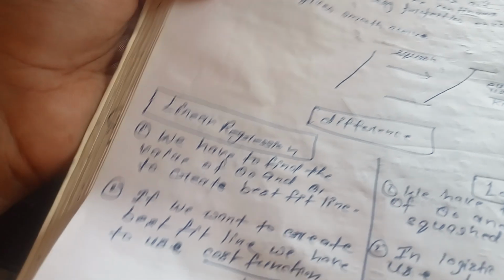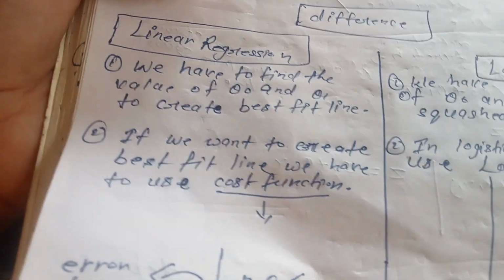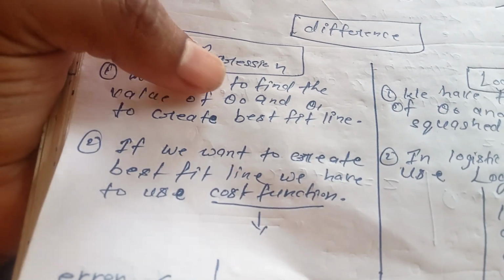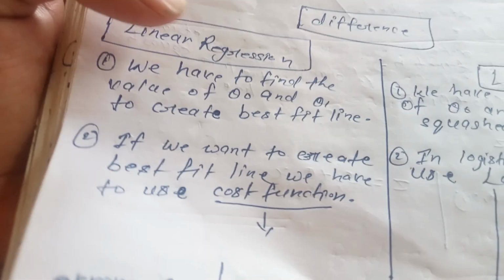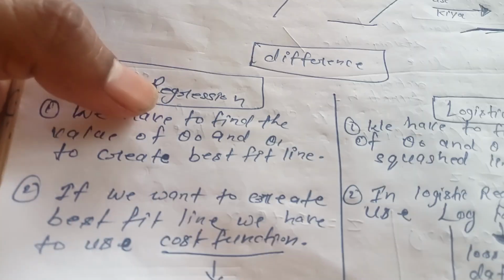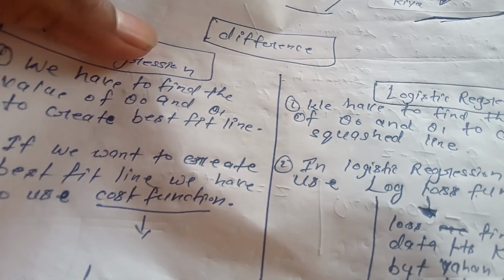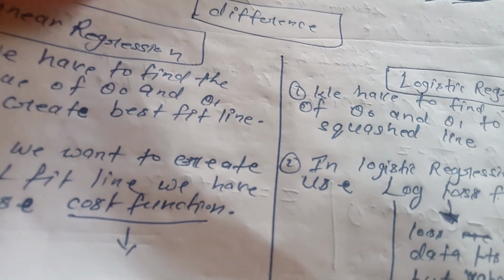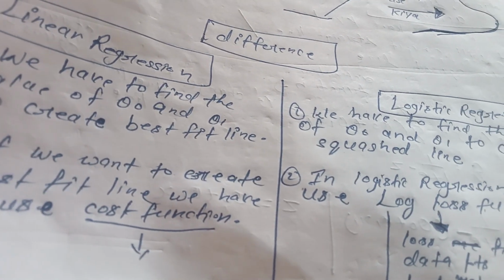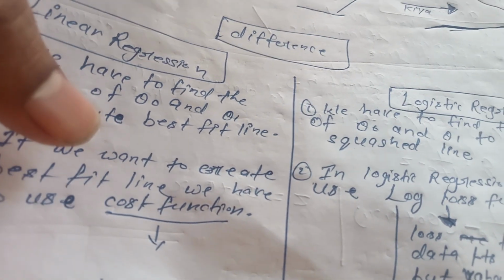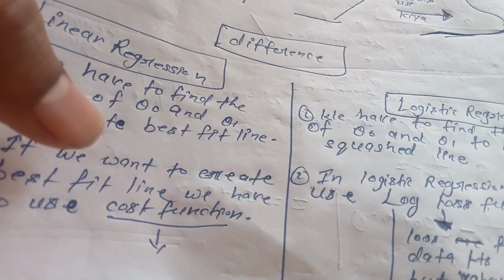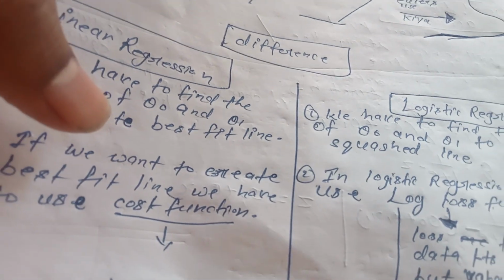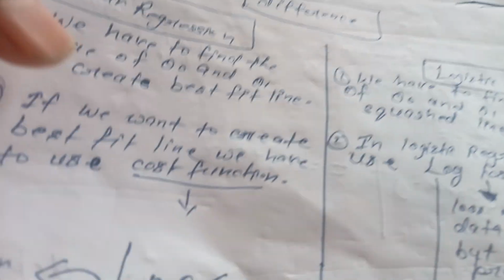Okay, so what is the difference between logistic regression and linear regression? We have to find the value of theta 0 and theta 1 to create a best fit line in linear regression, and in logistic regression we have to find the value of theta 0 and theta 1 to create a squeeze line. In linear regression we find the best values of theta 0 and theta 1 to create a best fit line, and for creating the squeeze line we find the best values of theta 0 and theta 1.